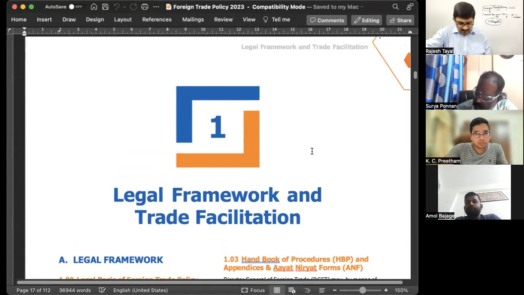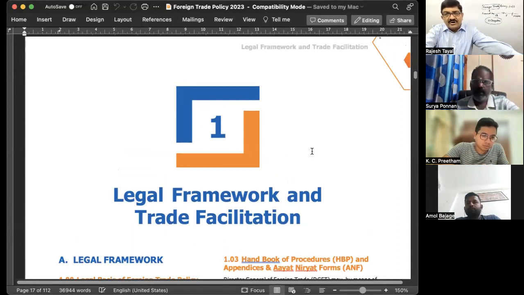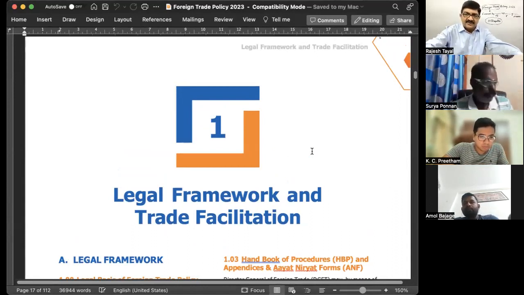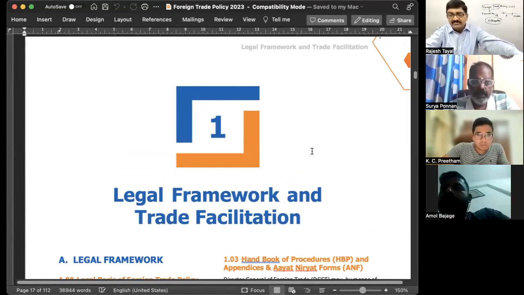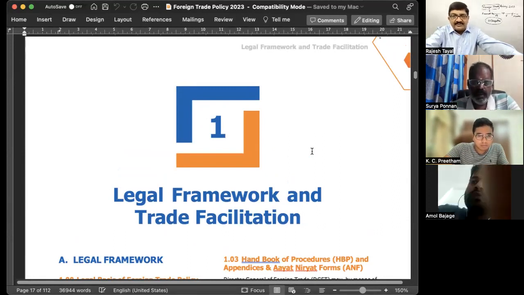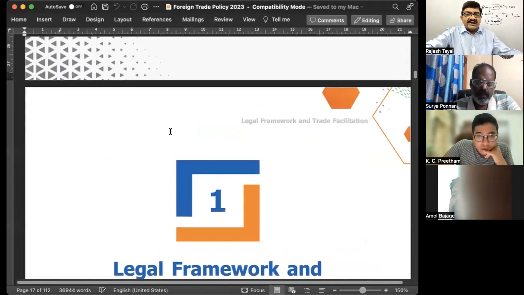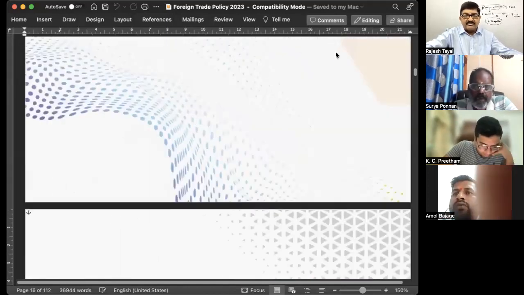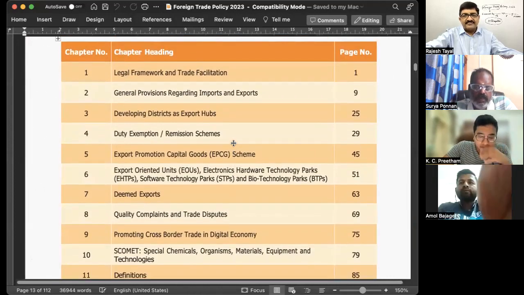Do you have this document with you? We have already shared this document, Foreign Trade Policy 2023. And if you have not received it, please get in touch with Shruti ma'am. She will send it to you. It is already uploaded in the app actually. But somehow if you cannot lay hands on it, speak to Shruti ma'am. So in total, there are 11 chapters. This is the list of the chapters.